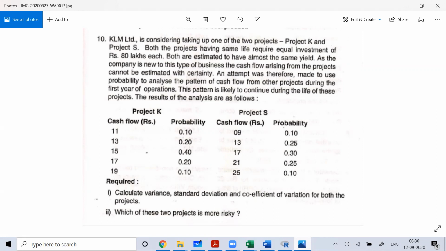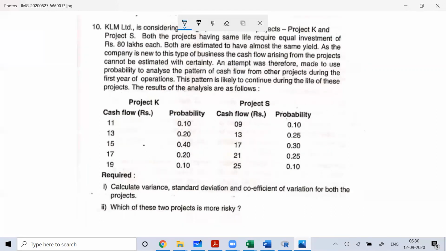Hope you understand this. I have done this for project S. Similarly, you can do it for project K also. So project K expected return would be 11 into 0.1 plus 13 into 0.2 plus 15 into 0.4 plus 17 into 0.2 plus 19 into 0.1. The sum of this is the expected return.